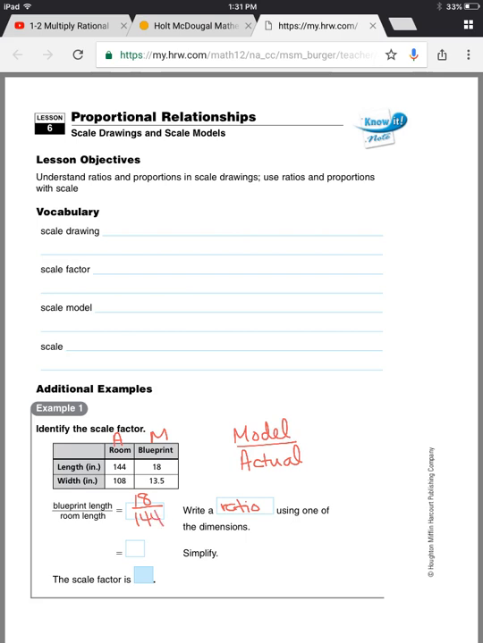Now in a scale factor, the numerator is always 1. So when we simplify, we divide by the numerator. So it's the opposite of rates. Rates, the denominator was 1. Scale factor, the numerator is 1. So we divide both of those by 18. And we get, for an answer, 18 divided by 18 is 1, and 144 divided by 18 is 8. So the scale factor is 1/8. So for every inch on the blueprint, it's 8 inches of room.